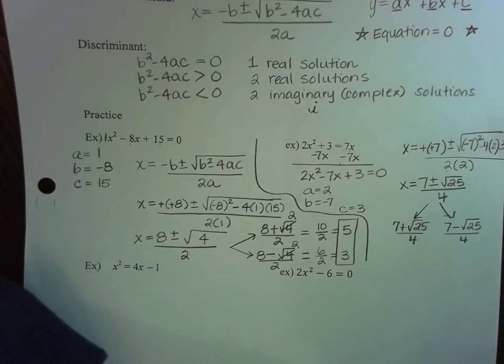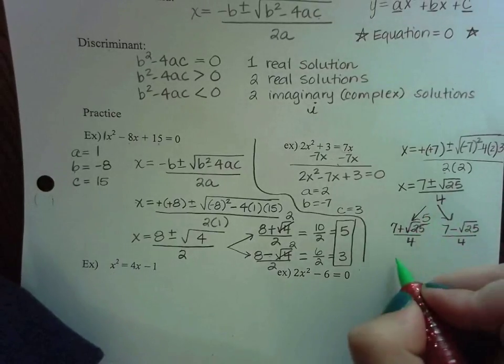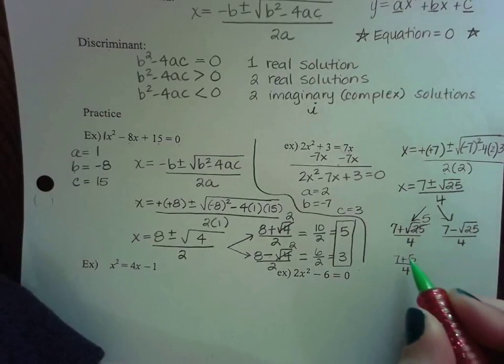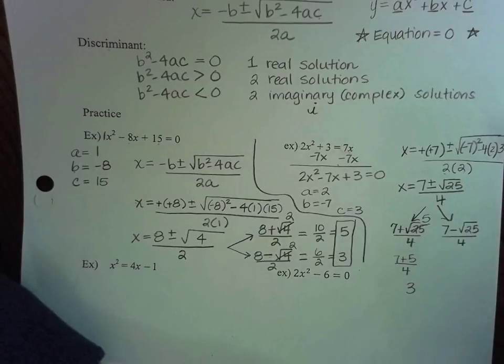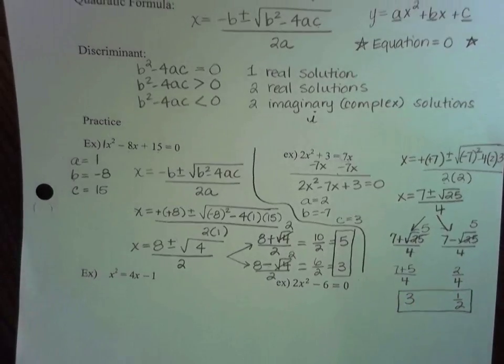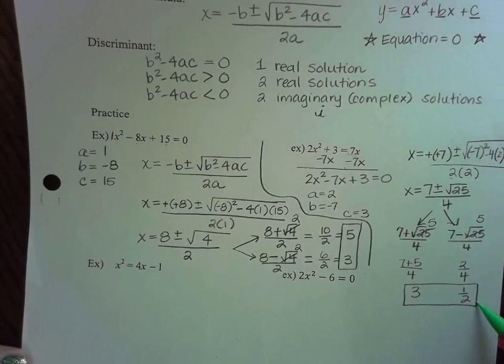Okay, so we know that the square root of 25 is 5. So this will be 7 plus 5 over 4, which is 12 over 4, which simplifies to 3. Over here, this will be 7 minus 5, which is 2. 2 over 4 is 1/2. So your 2 solutions to example number 2 are going to be 3 and also 1/2.